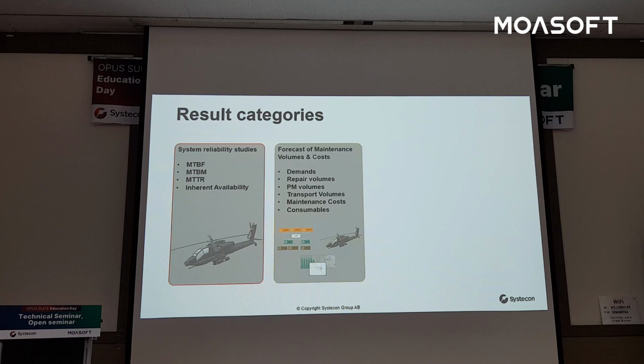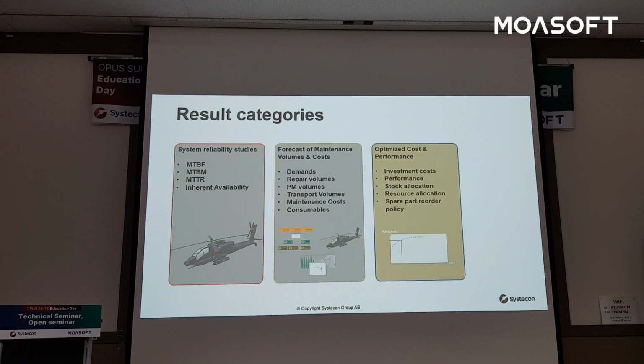We can also get results around forecasting of the maintenance volumes and cost. We looked at this a little bit both in OPUS 10 and Symbox before. So we can look at the number of demands for each item and at each station. Repair volumes, how many repairs are being performed, also PM when we add that to the model. How many transports are performed, what are the maintenance costs. We can also look at consumables, which we'll get back to later on.